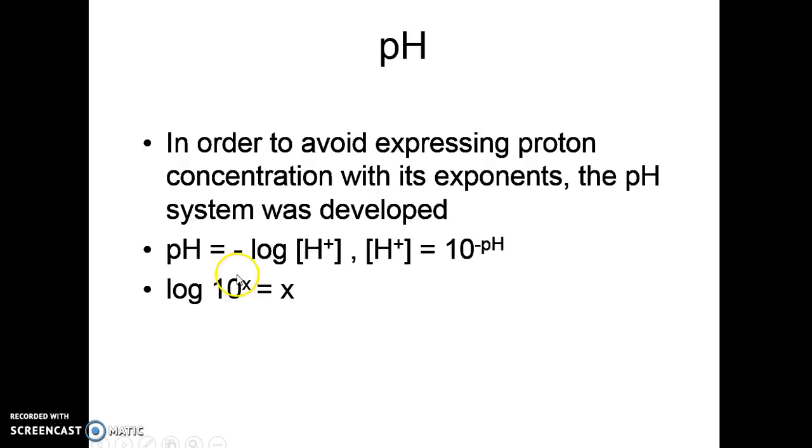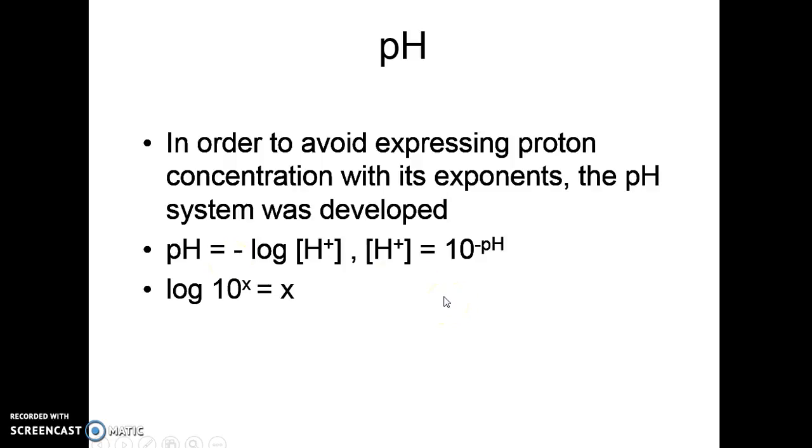Log actually tells you what the exponent is on a 10 to a power. So log of 10 to the 5 is 5. Log of 10 to the minus 5 is minus 5. You notice there's a negative in front of this log. That's because proton concentrations usually are 10 to the minus some value. So if you take the log of a typical proton concentration, you'll get a negative number. And then what does this negative do? It changes it to a positive.